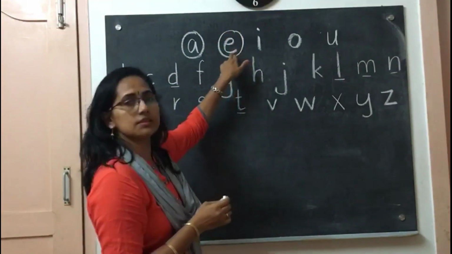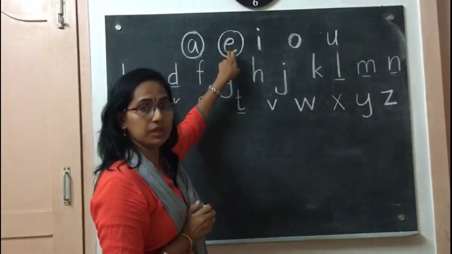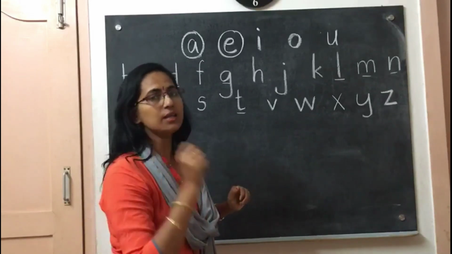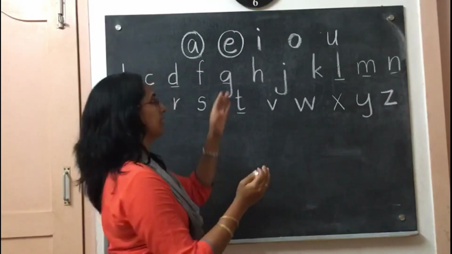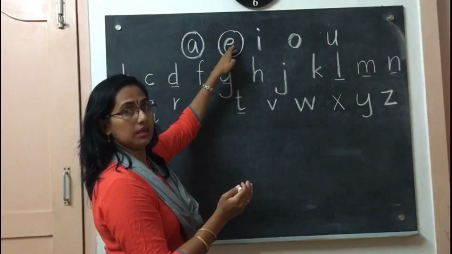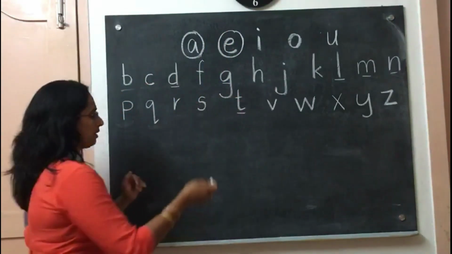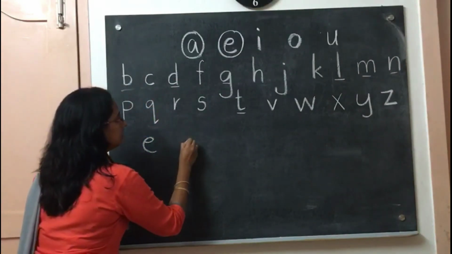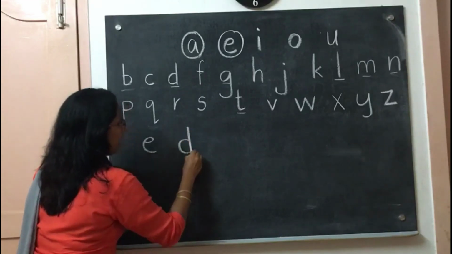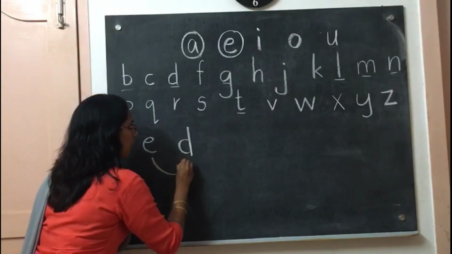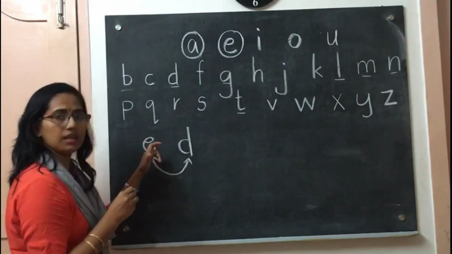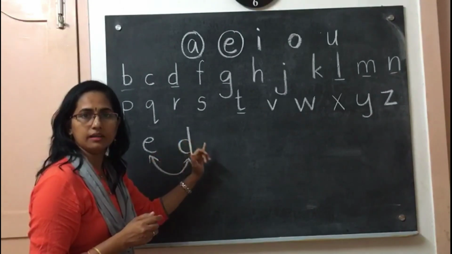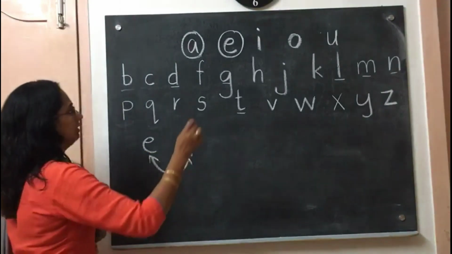This is letter E and the sound of E is "eh". What is the sound of E? Eh, right? So let me show you how to join letter E, the sound of E, with the consonants. Okay? So we will add D along with E. Let's join together the sound of E and D. Ed. Right?